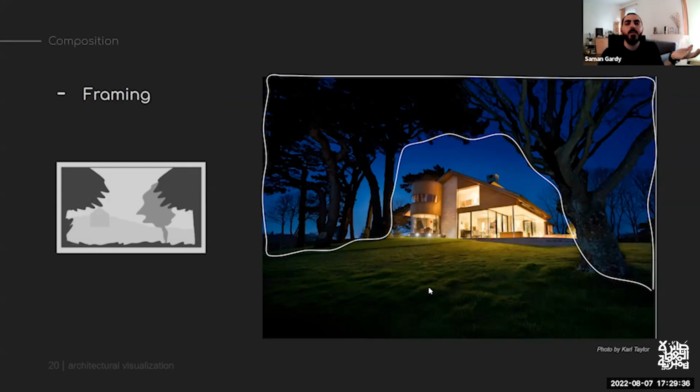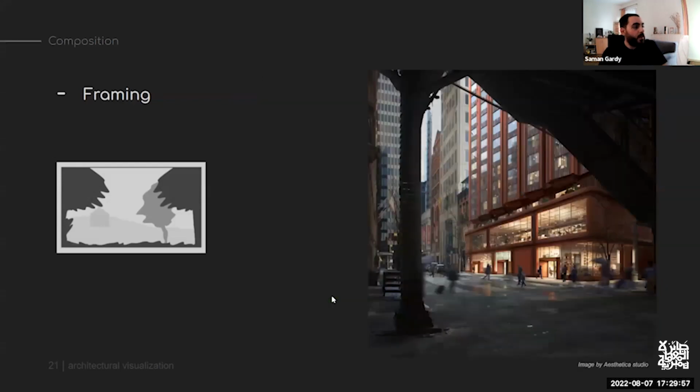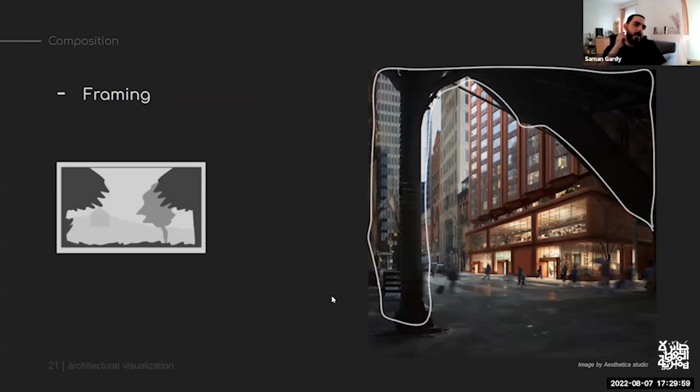So as soon as I open this image, your eyes start looking at the house. That's not by accident. That's by creating the framing for the architecture, and of course the color contrast, as you can see here. As I mentioned, you can use natural elements or you can use urban or architectural elements.